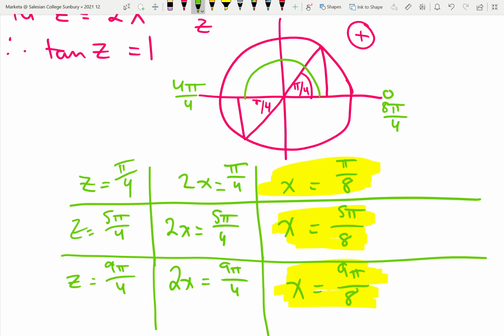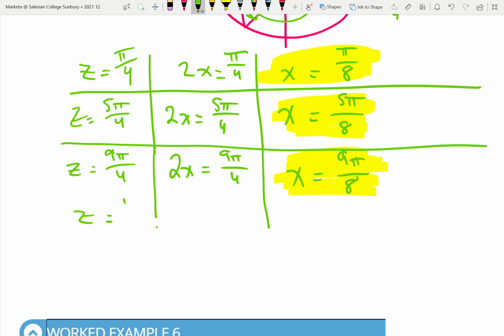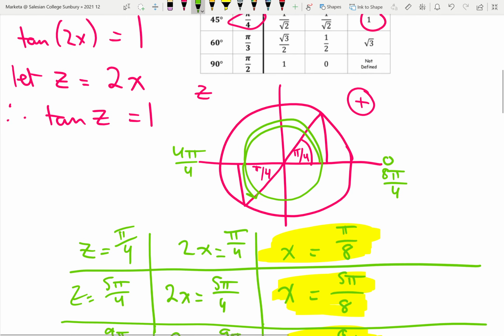So 4 pi on 4, 8 pi on 4, 12, 13 pi on 4. So z equals 13 pi on 4. 2x is 13 pi on 4, and therefore x is 13 pi on 8, and again that's within the domain. So I'm going to go one more. I feel like that's the end of it, and actually I can see that that's the end of it, but we'll go one more because it is good to just check so that you do get all the solutions.